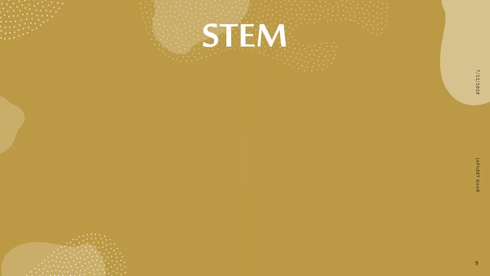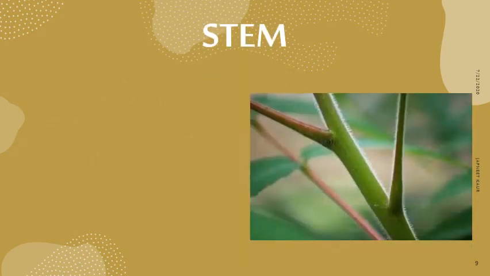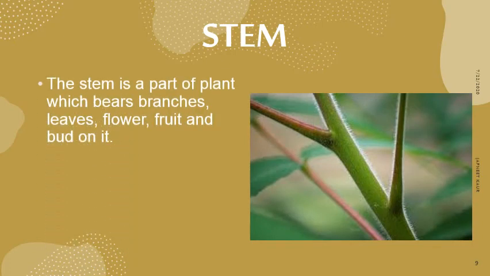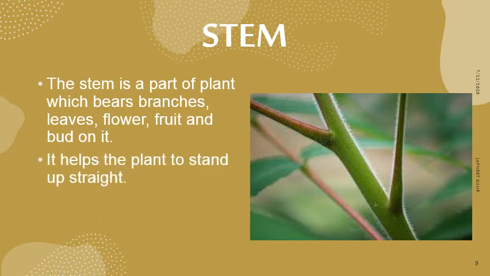Now the next one is stem. So this is how stem looks. And what is the function of stem? A stem is a part of a plant which bears branches, leaves, flower, fruit and bud on it. So all the parts of shoot are on the stem. So stem bears the burden of everything. It helps the plant to stand up straight. और ये प्लांट को सीधा खड़ा रहने में हेल्प करता है.